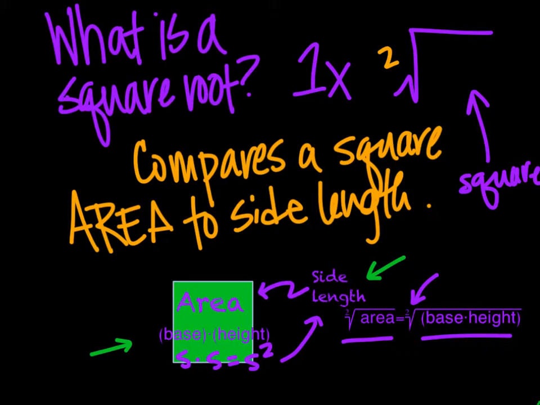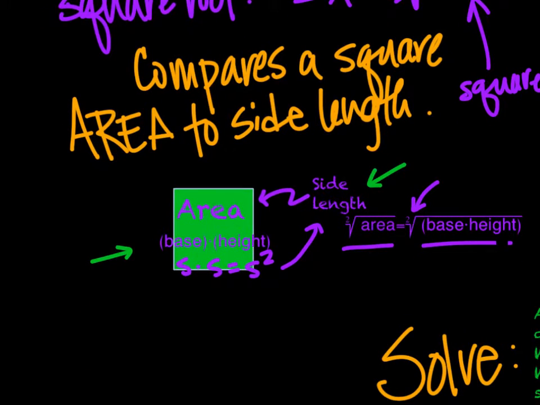If there is a different number than a 2 there, if it's a 3, it's a cubed root. If there's a 4 there, it's a 4th root. If there was a 10 there, it would be a 10th root. In this case, we are only going to be looking at square and cubed roots, so please don't worry about those. So looking at a square root, we're looking at literally a square area versus the side lengths.